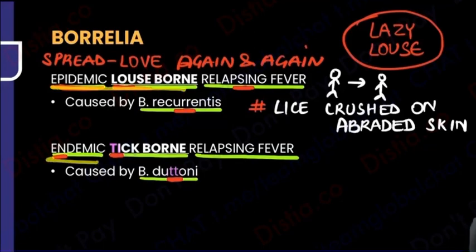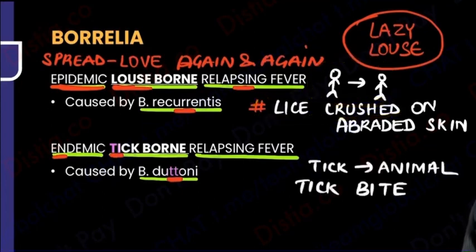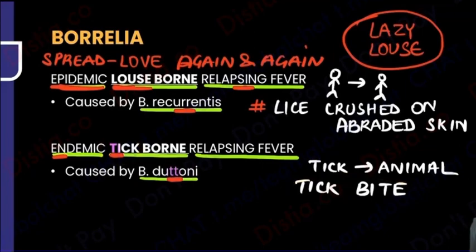If the epidemic was louse-borne, endemic is tick-borne, and that is caused by Borrelia duttonii. If epidemic was between human to human and the louse was getting crushed, now the next one is going to be between animals and ticks. The other one is going to be between this tick and animals, right? And that is going to happen because of a tick bite.